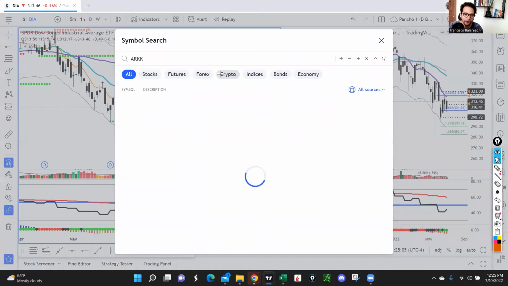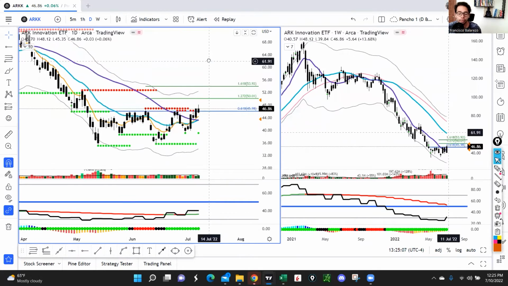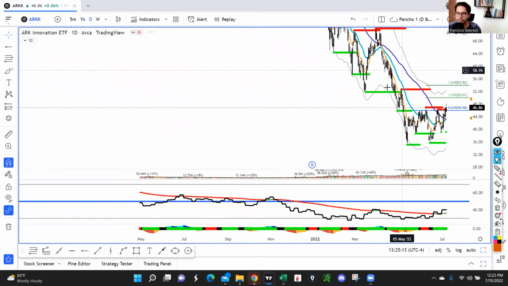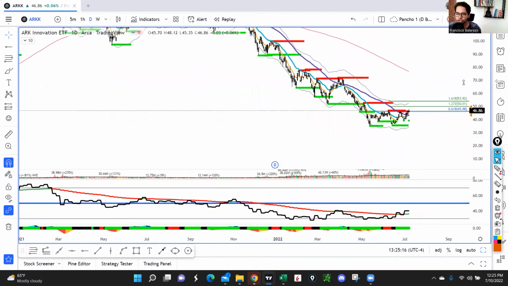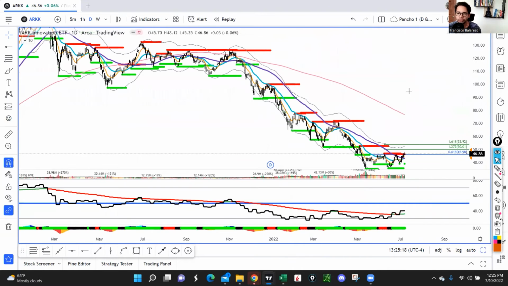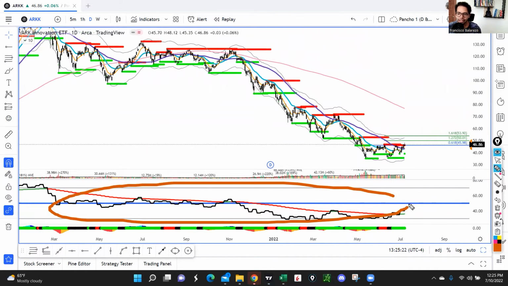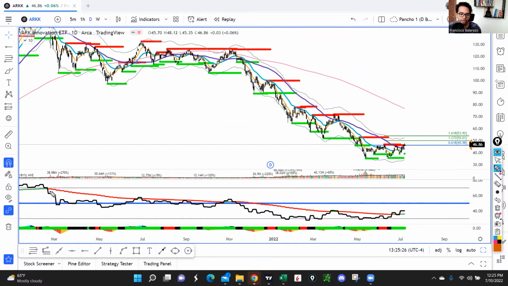Now let's take a quick look at ARK, which I think is making some interesting moves right here. Let me just zoom out a little bit on the daily chart, and you can see something pretty interesting in ARK. This is an indicator that I use a lot, and you can see that mostly the trend oscillator, which is the black line, has been trending below the EMA, which is the red line. That signals a pretty strong downtrend.